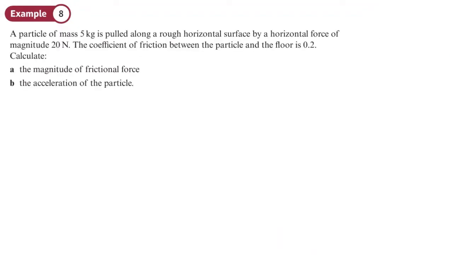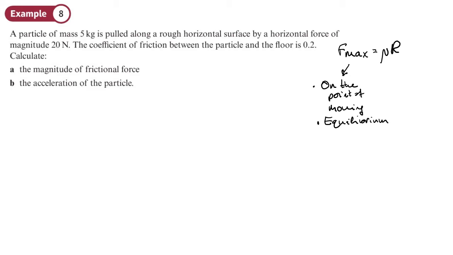Okay. Now, in pretty much all of the questions you do, you're going to be working out what Fmax is. And Fmax is mu R. You're looking at the maximum frictional force because things are either on the point of moving, or they may be in equilibrium, in which case the pushing force equals Fmax, or something is accelerating, and if something is accelerating, then the pushing force exceeds Fmax.